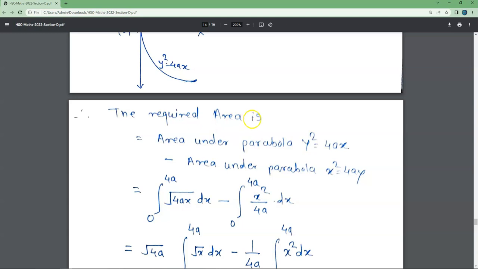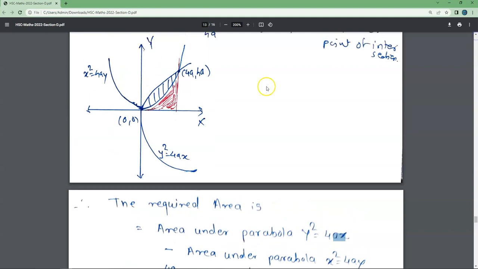The required area is what? Area under the parabola y square is equal to 4ax minus area under the parabola x square is equal to 4ay. आता आपण जे integrations घेतो हे x साठी घेतोय. So x will go, y will go from 0 to 4a, right? See, 0 to 4a. दोघांच्या दोघं values कुठे जात आहेत? 0 पासून 4a ला जात आहेत, राईट?